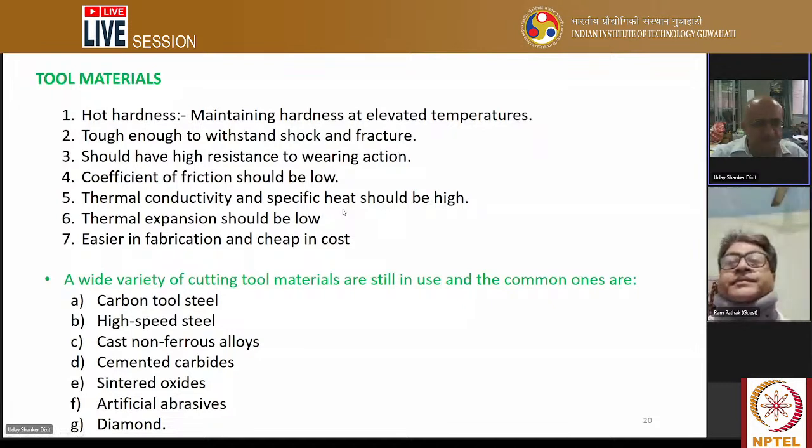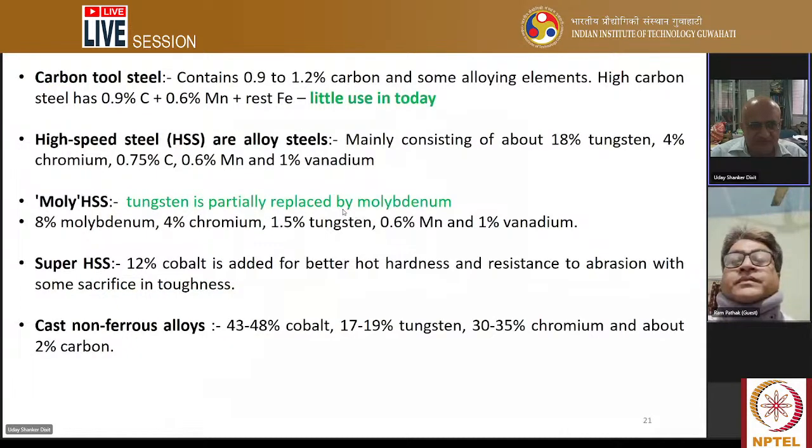Why should the thermal conductivity be high? So that the heat gets dissipated soon. And why should specific heat be high? So that even if a lot of heat is there, the temperature rises less. Specific heat more means less temperature rise. Thermal expansion obviously should be low. So there are various types of tool materials.